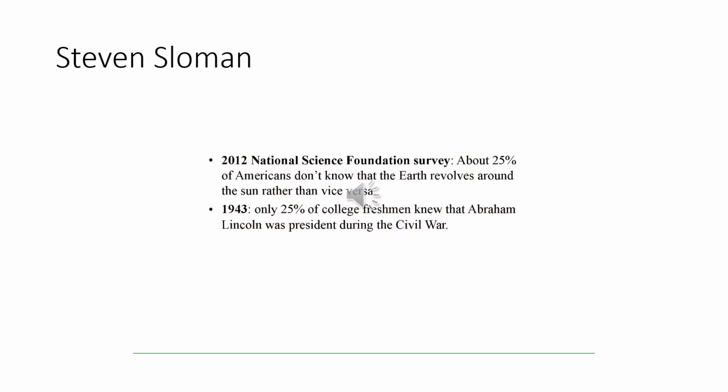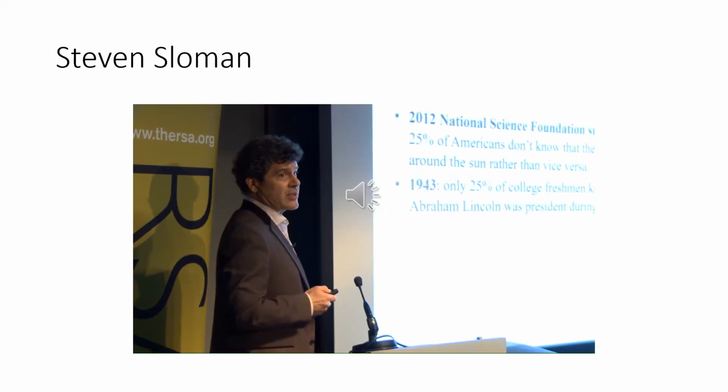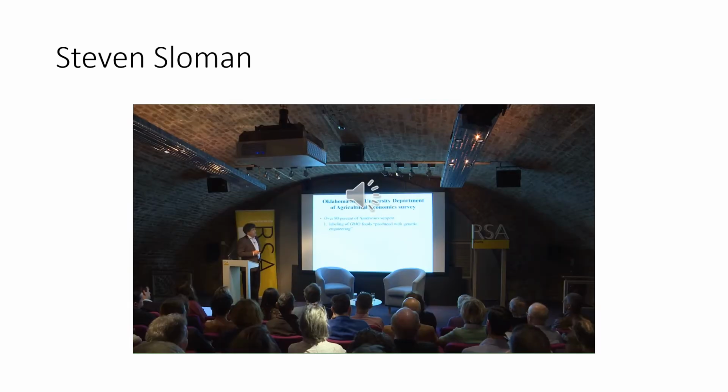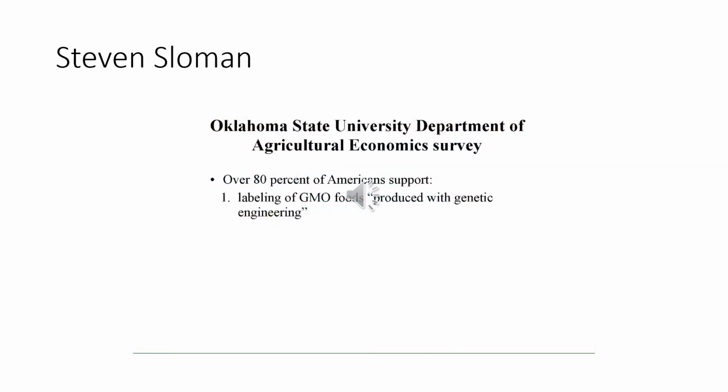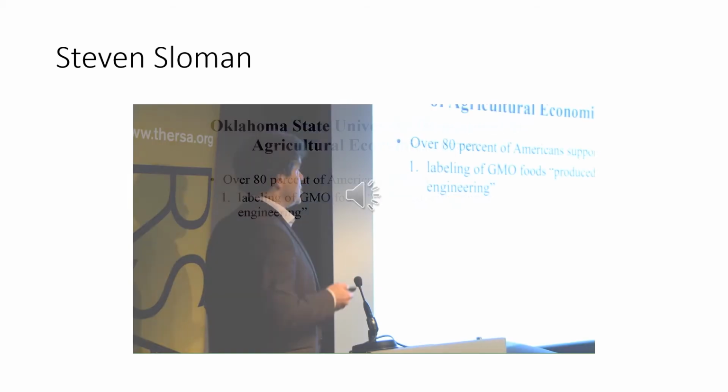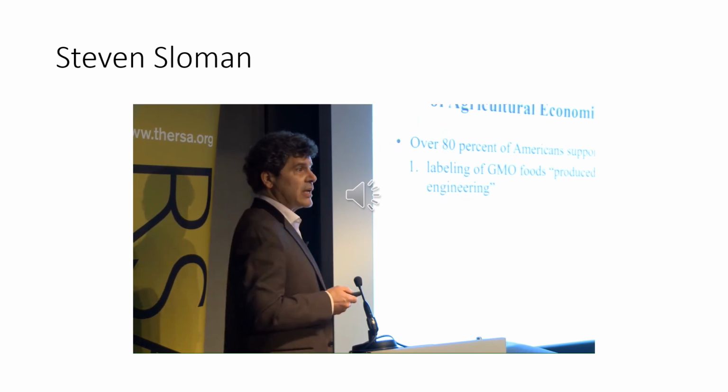And this isn't just a modern phenomenon either. So in 1943, only 25% of college freshmen knew that Abraham Lincoln was president during the Civil War. Oklahoma State did a survey, and its Department of Agricultural Economics did a survey a few years ago, and they found that over 80% of Americans support the idea that GMO, genetically modified foods, should be labeled as such. They should be labeled as produced with genetic engineering.